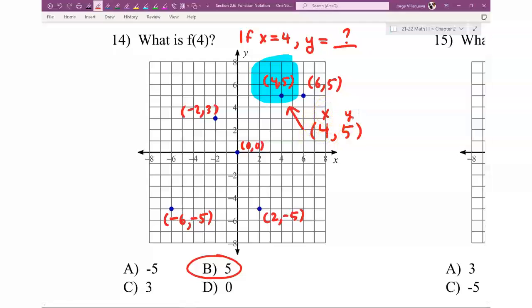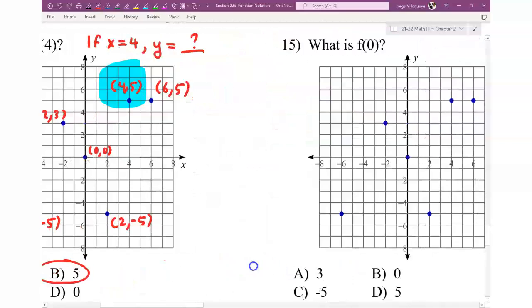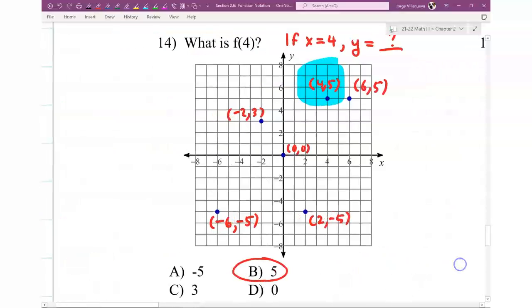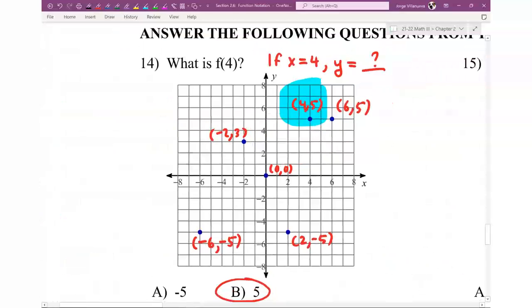And the other questions are going to be a lot like that. They're just going to ask you to identify what is, so look at this one. What is f of 0? It's the same graph, by the way, okay? So if I zoom in, what is f of 0? It's 0, right? Because if x equals 0, then y equals, well, you can see right here, 0. If I ask you what's f of 2, you would say -5, right? That's the y value, -5.